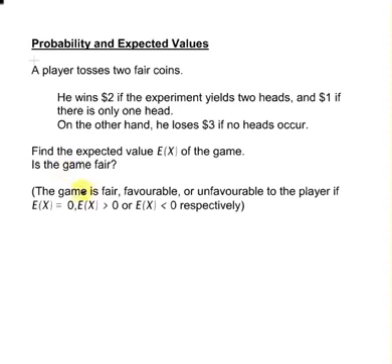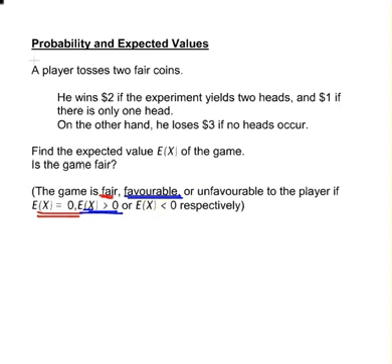Now, the game is considered fair if the expected value of the winnings, which we're going to denote x, is 0. It is favorable to the player if the expected value of the winnings is greater than 0, and conversely unfavorable if the expected value of the winnings is less than 0. So first off, we have to determine the probability of 0 heads, 1 head, and 2 heads. And what we're going to do is construct a probability tree.